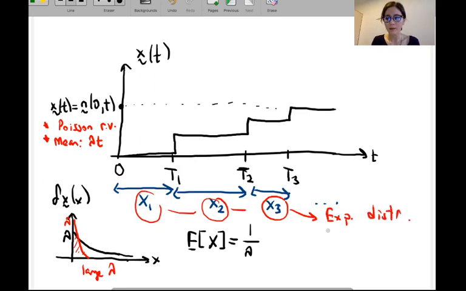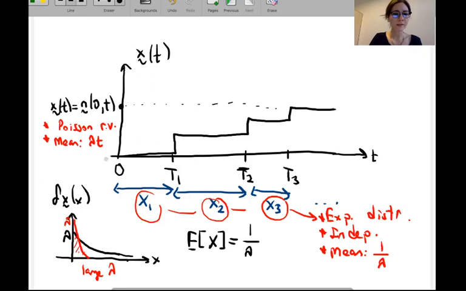And they are independent of each other. Their mean is equal to 1 over lambda. The mean of each one is equal to 1 over lambda. Now, what happens to my process if lambda increases? Meaning that I have a Poisson process occurring at a higher rate.